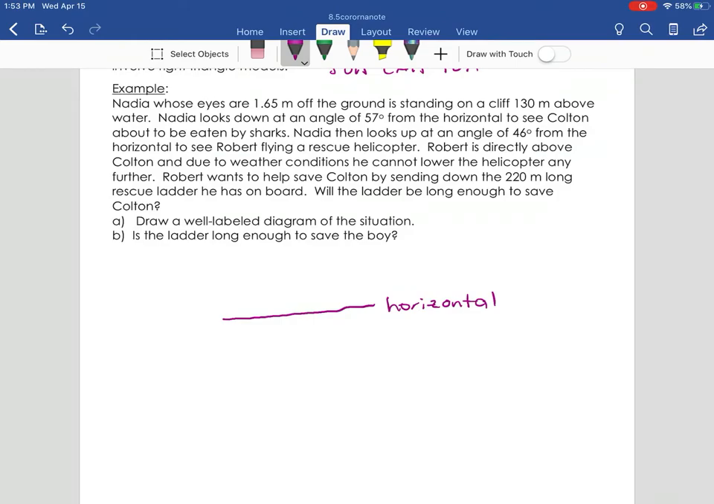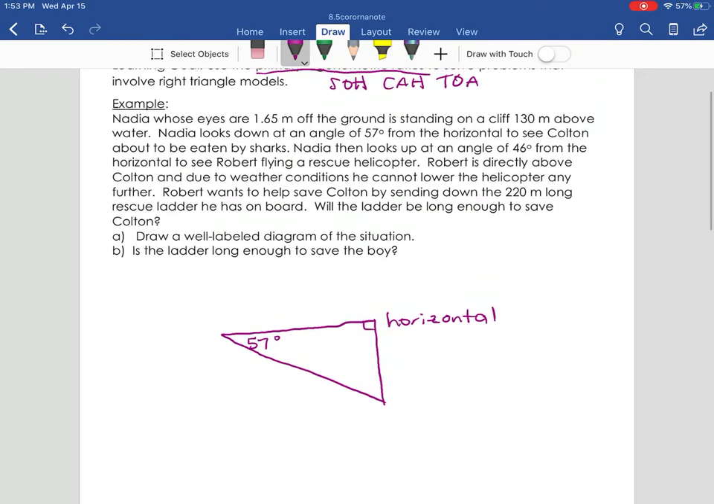Now it says she looks down at an angle of 57 degrees. So she's looking down at an angle of 57 degrees. And now you can see here, look, we have a right angle triangle. That's why the horizontal is so important, because now we have this 90 degree angle, which means we have a right angle triangle, which means we can use SOHCAHTOA or the primary trig ratios.